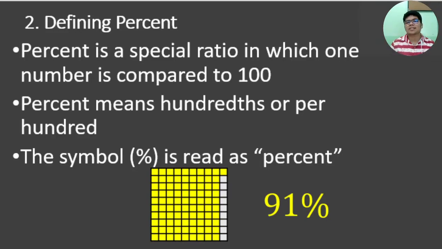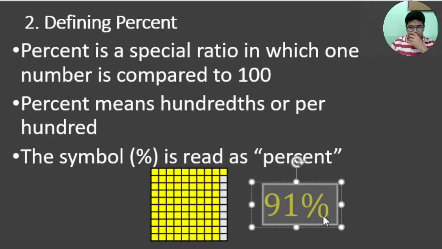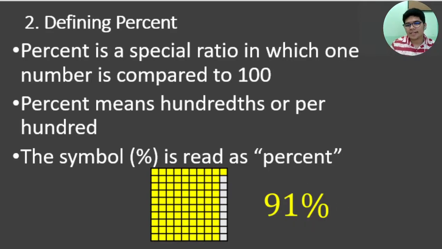Now, percent means hundredths, or per 100. Like for every 100, there are this many. The percent symbol is read as percent. So that's why this 91% symbol, we call that as 91%. Or 91 out of 100, 91 hundredths, 91 per 100. Ganun po yun. Okay? So, if you're thinking of percent, you're thinking of the base 100.